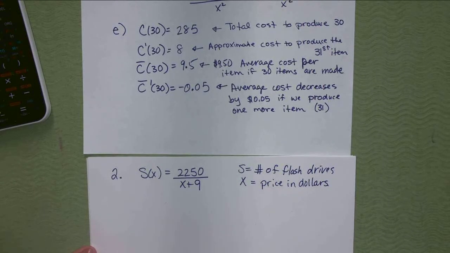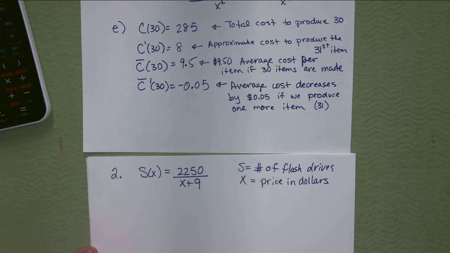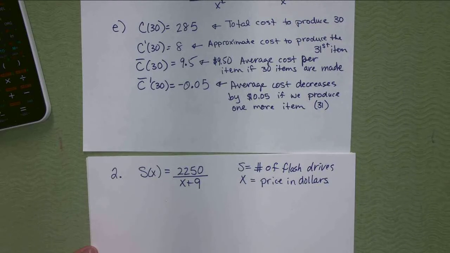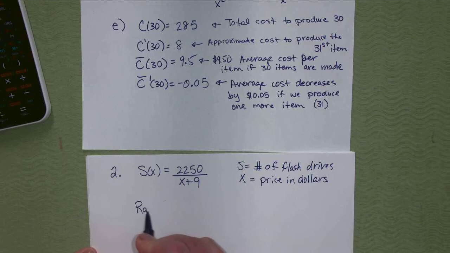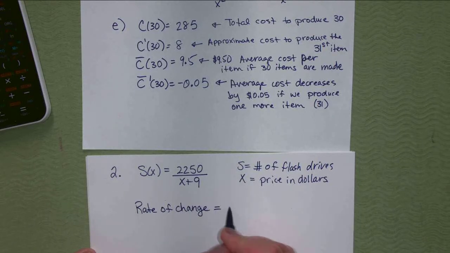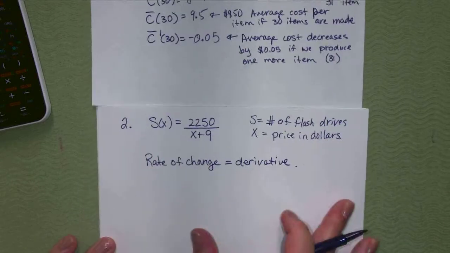So find the rate of change of this quantity when the price is $6 per flash drive and interpret your answer. So what are they asking us to do? The derivative. Right? Rate of change means derivative. All right, so how do we do the derivative of this?